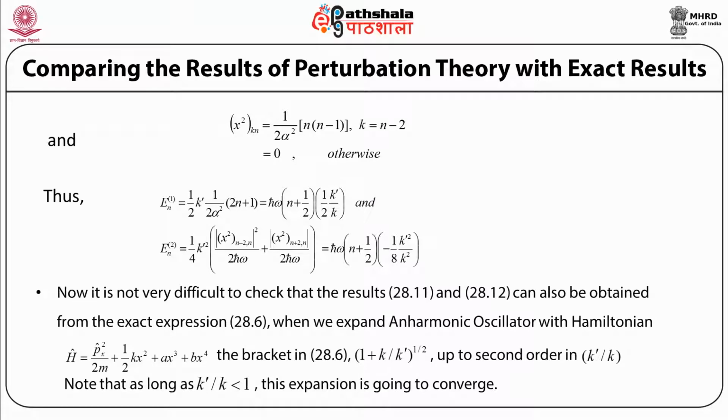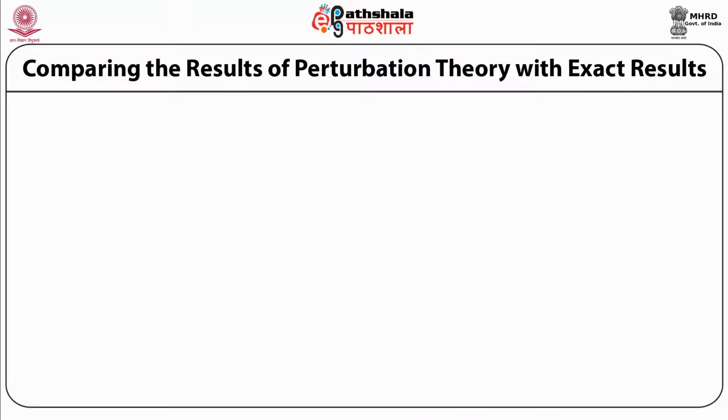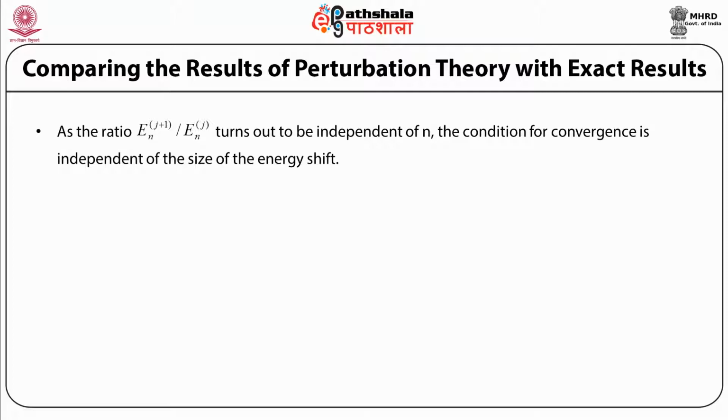Now it is very difficult to check that the results 28.11 and 28.12 can also be obtained from the exact expression 28.6 when we expand the bracket in 28.6, (1 plus k by k prime) to the power half, up to the second order in k prime by k. Note that as long as k prime by k is less than 1, this expansion is going to converge, as the ratio E_n^(j+1) by E_n^(j) turns out to be independent of n. The condition for convergence is independent of the size of the energy shift.